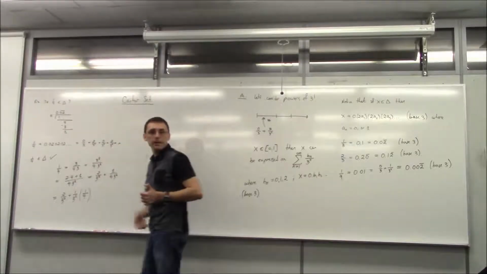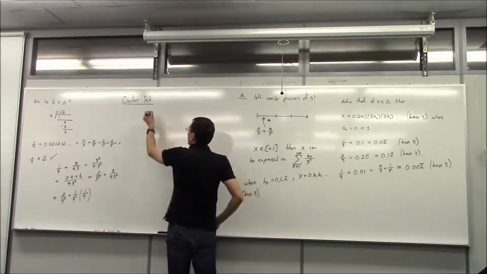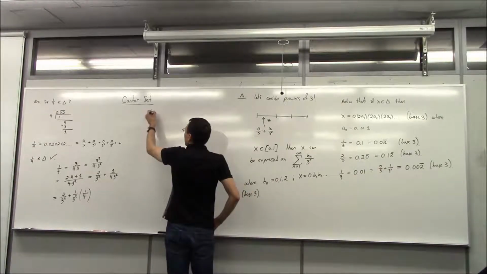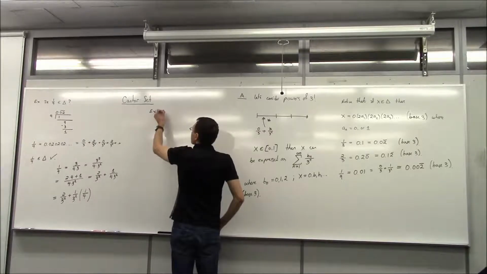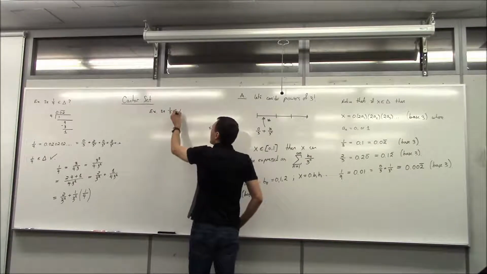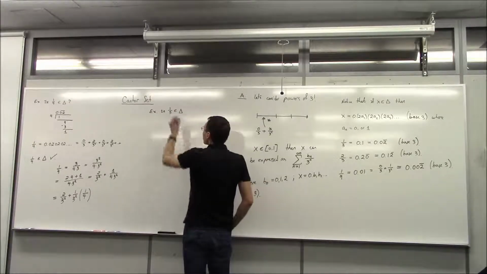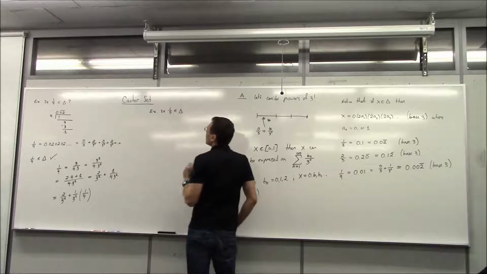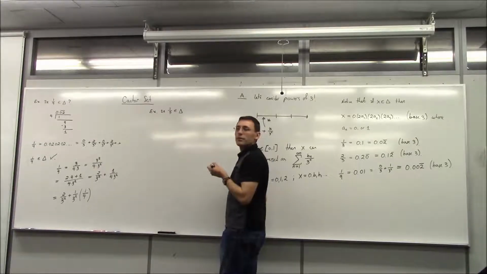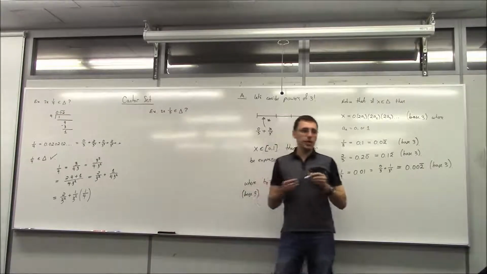This is an algorithm. So another example: let's try to see if 1 over 5 is an element of the Cantor set. 1 over 5, is it an element of the Cantor set? Go ahead, do the calculation.